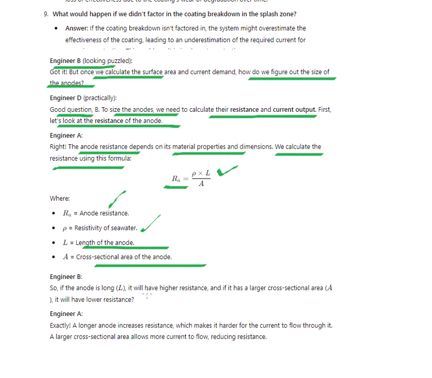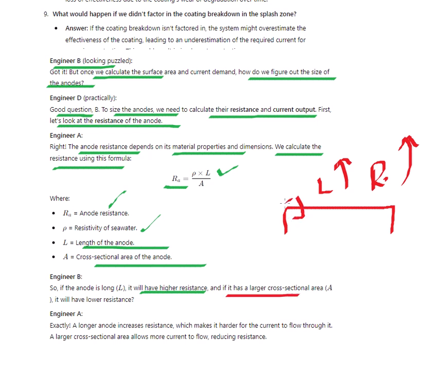If the anode is long, it will have higher resistance. Length is more, resistance is also more. And if it has a larger cross-sectional area, then it will have lower resistance. Area is more, then resistance will be lower.